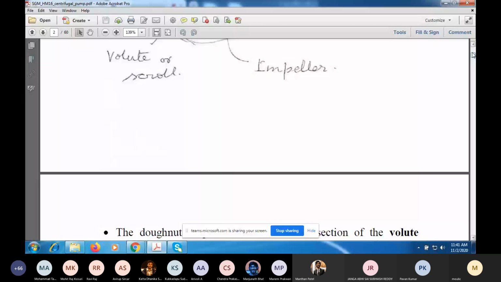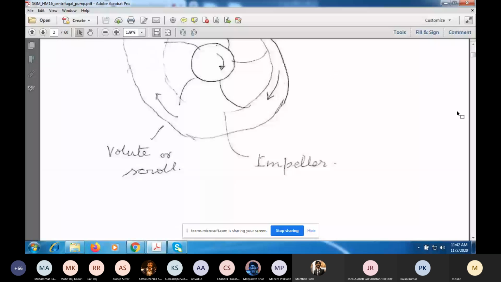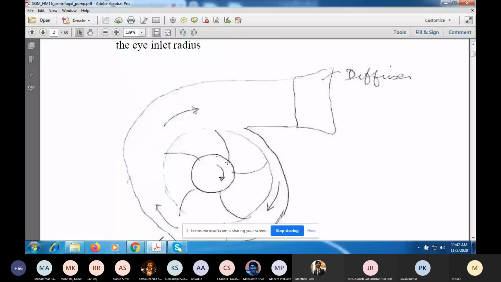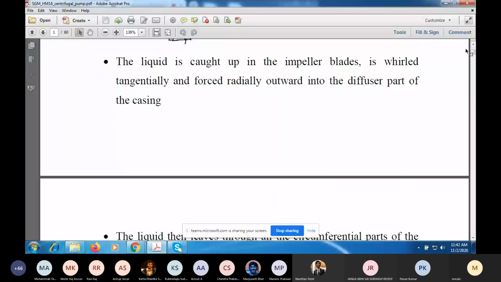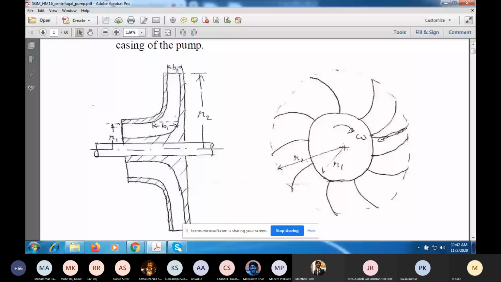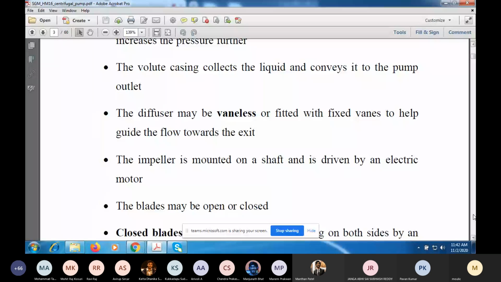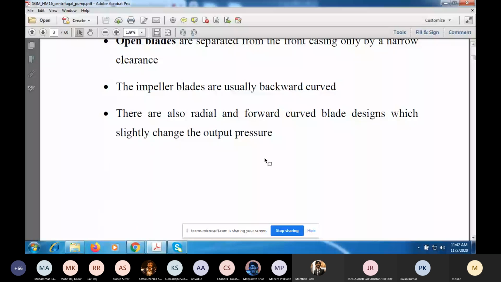So if I go back to this figure, it shows the impeller rotating clockwise, and the blades are bent in the backward direction, backward relative to the direction of the rotation. And if I look at the first figure, here also it is the same. Okay. So we'll show that there are also radial blades and forward curved blades. Okay, but backward curved are usually preferred.